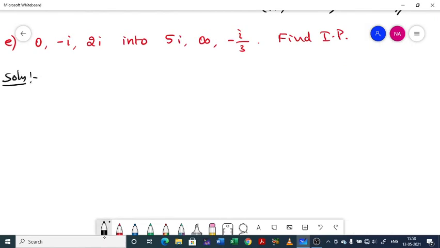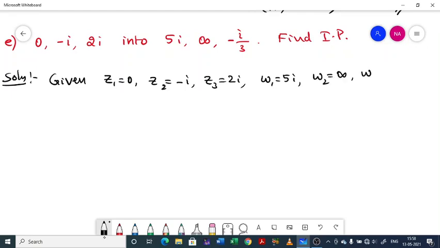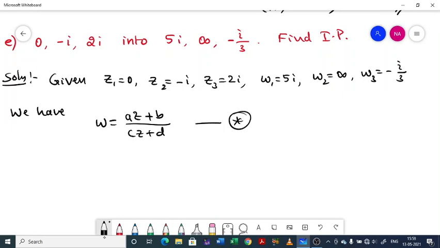So here, given z1 equal to 0, z2 equal to minus i, z3 equal to 2i, w1 equal to 5i, w2 equal to infinity, w3 equal to minus i by 3. We have w equal to (az plus b) divided by (cz plus d). Let us call this as star to avoid confusion.